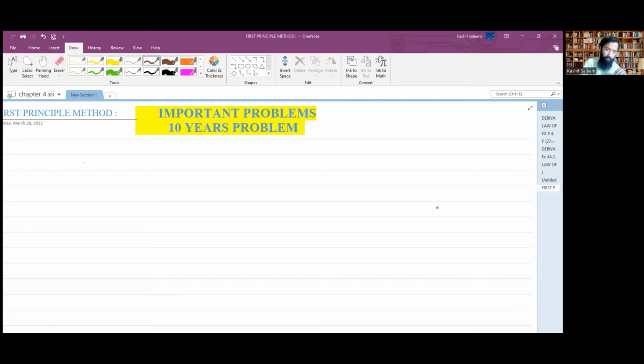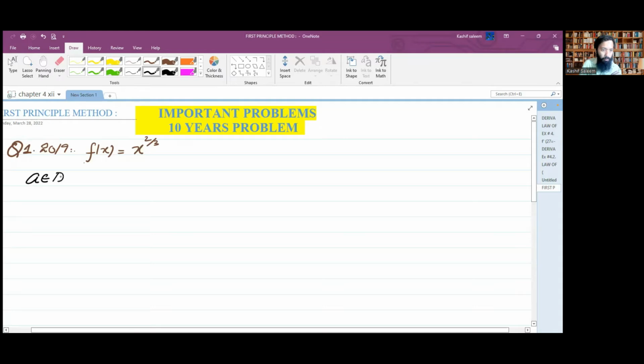First, we will solve a question from 2019, which is f of x is equal to x to the power 2 upon 3. Now, how do we solve it? Let's suppose a be any point that belongs to Df, that is the domain of f.